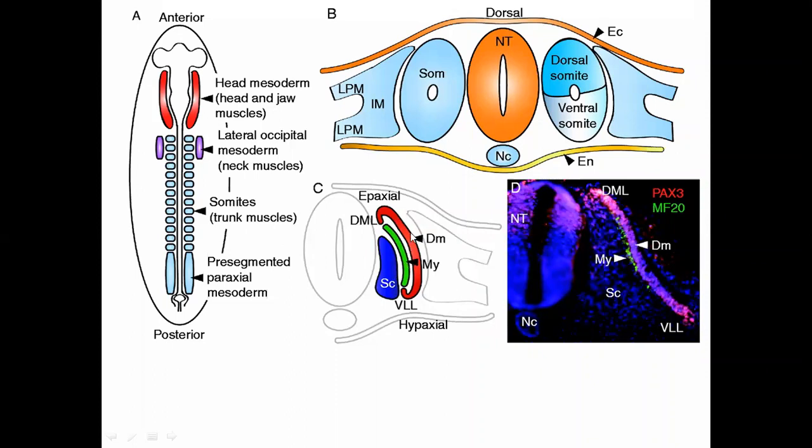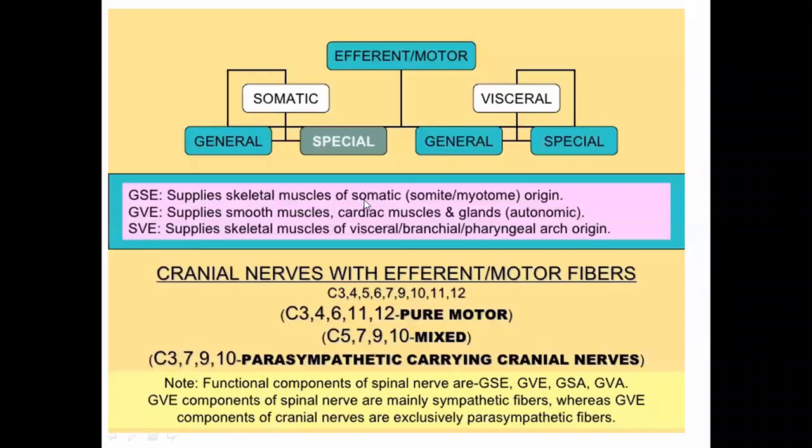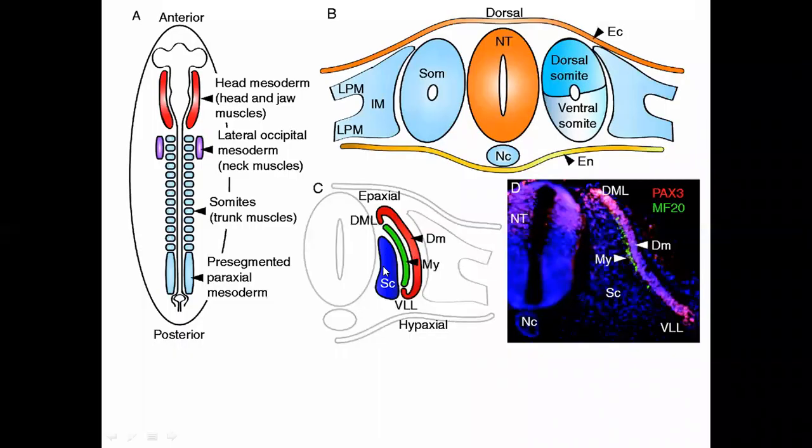So dermatome gives rise to the dermis of the skin. Myotome gives rise to muscles. So we are talking about the muscles here, right? These muscles, general somatic efferent muscles, are coming from myotome. So myotome is here. Then deeper to that, sclerotome. Sclerotome will give rise to vertebra.